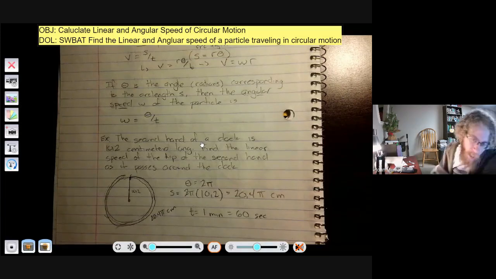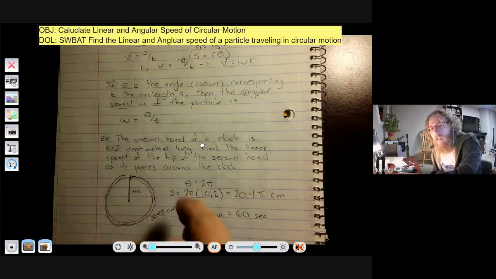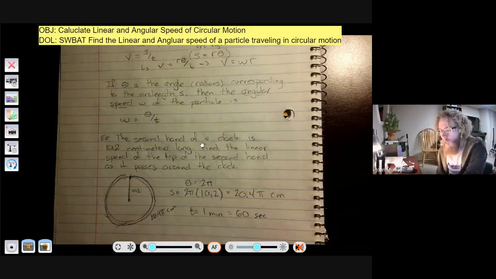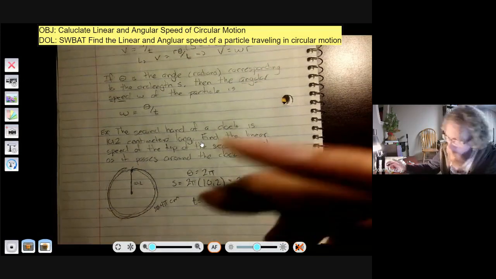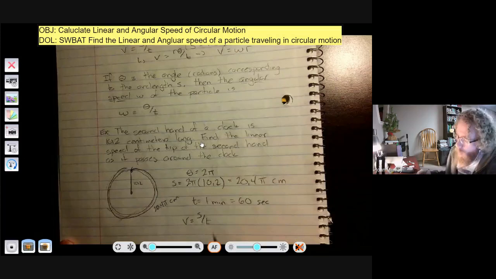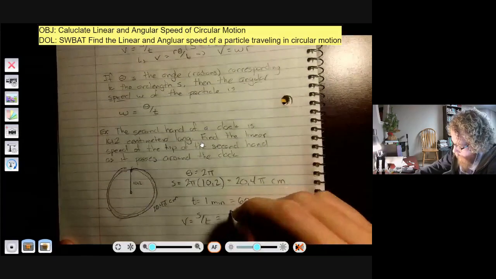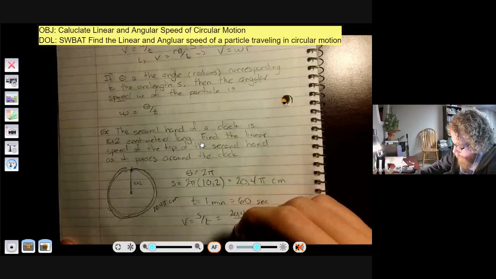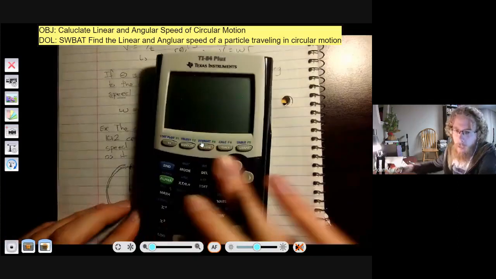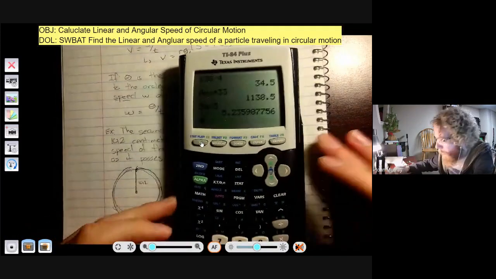Sometimes you just got to be careful. They may ask for the linear speed in specific units, so you just got to pay attention to what they ask you. They might say, what is the speed in centimeters per minute? Or they might say, what is the speed in centimeters per second? Then you would have to determine which one to use. We're going to use seconds. So our velocity is going to be the arc length that we traveled over time. We're just going to plug in 20.4 pi over 60, and that we would use the calculator for.